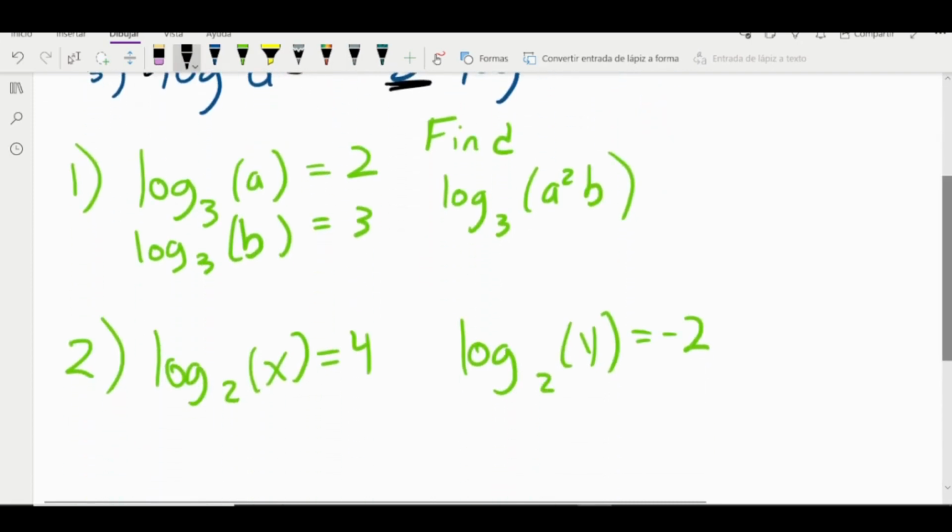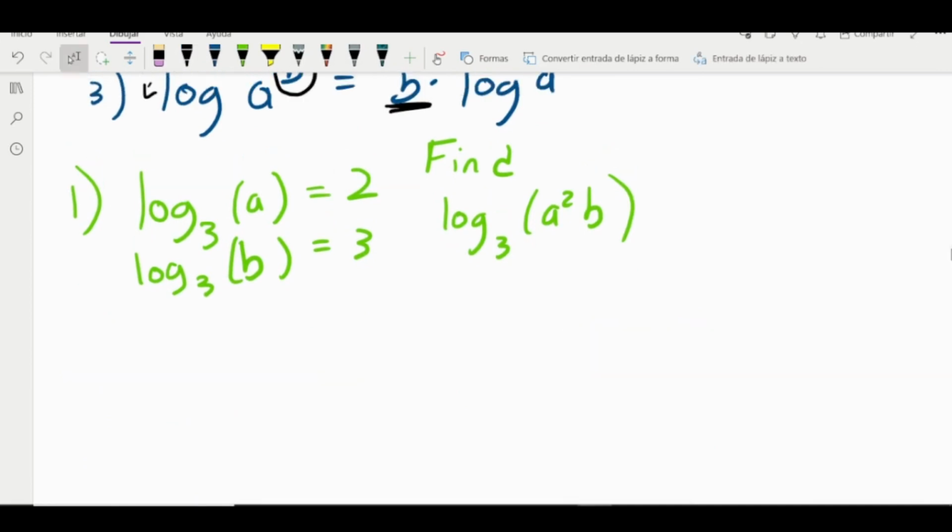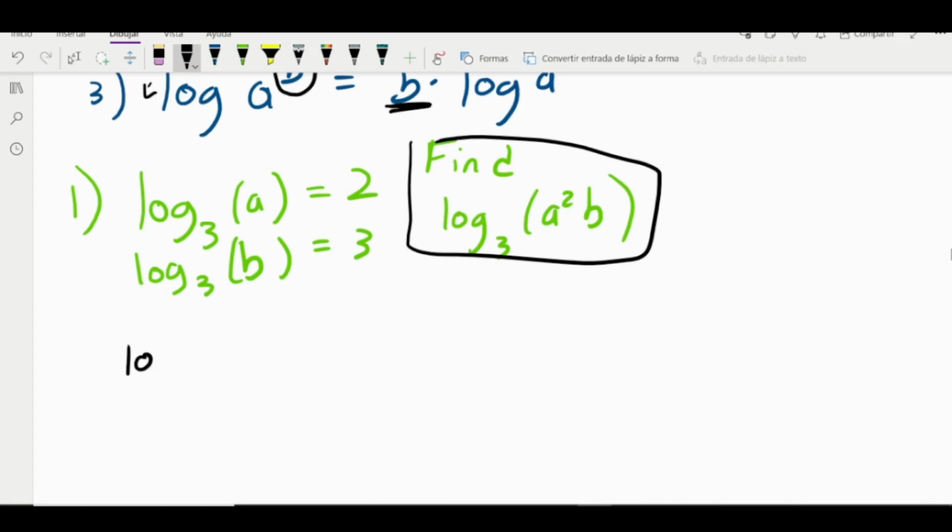Let's solve the first one. Here we have the logarithm base 3 of a equals 2, and another logarithm base 3 of b equals 3. And we need to find the logarithm base 3 of a squared times b. The first thing we need to do is apply the properties of logarithms. I'm going to expand this.